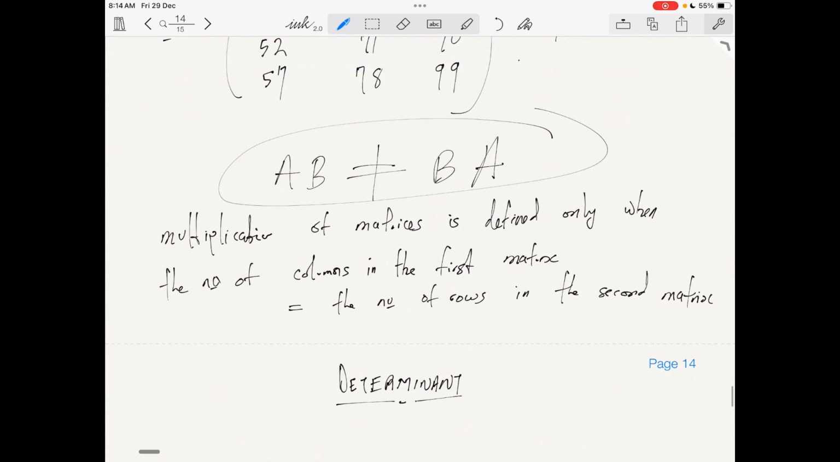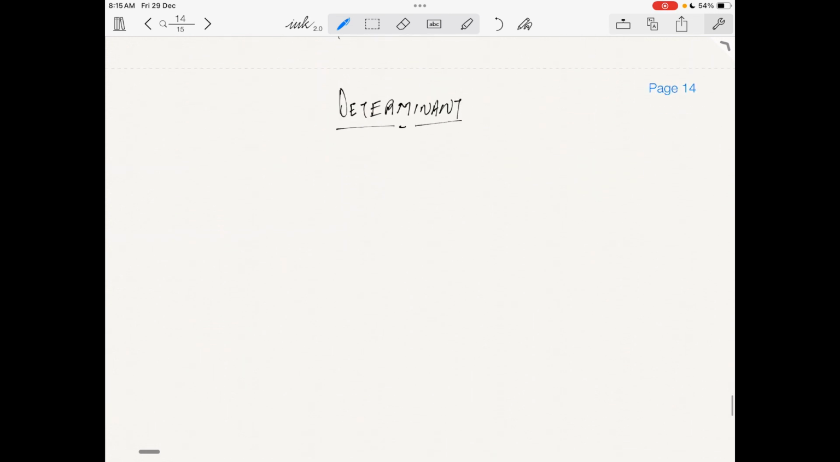In the previous video, we talked about the multiplication of a matrix with another matrix. So we said that the multiplication is possible only when the number of columns in the first matrix is equal to the number of rows in the second matrix, which is very, very important. So now we will be going into the determinant of a square matrix.